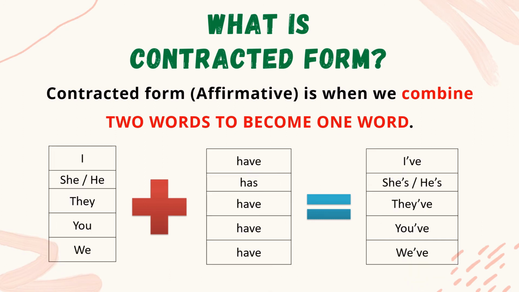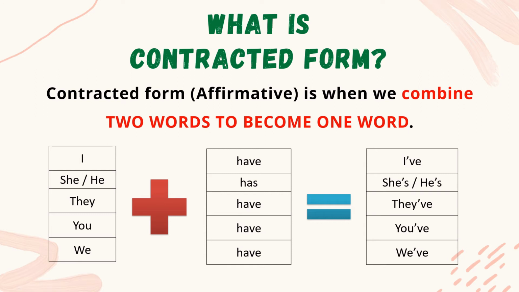Contracted form is when we combine two words to become one word. Gabung dua perkataan jadi satu perkataan. It will become shorter. For instance, the word I and the word have. When you combine it, it becomes I've.